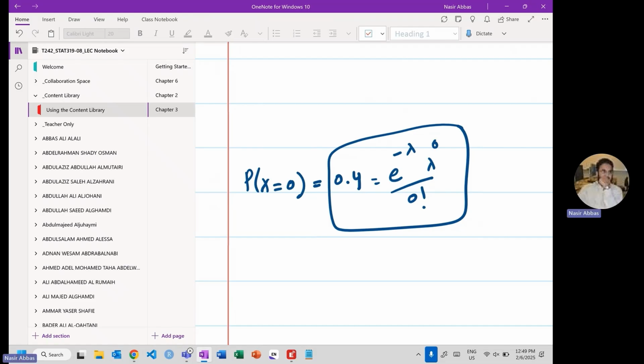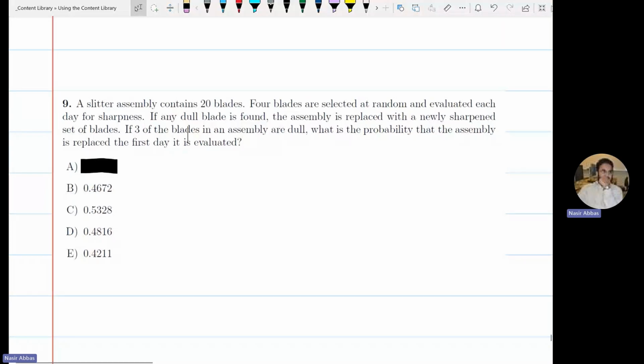0 factorial is 1. E to the power minus lambda is 0.4. So solve it indirectly for lambda. First get lambda, then find the probability of X equals 1. So sometimes they give you the value of lambda indirectly through the probability of X equals 0. You have to solve it indirectly for lambda, and then they will ask you for maybe the probability of X equals 7 or 4 or 3 or whatever. So you can use that lambda to solve it. So let us move on towards our next question.